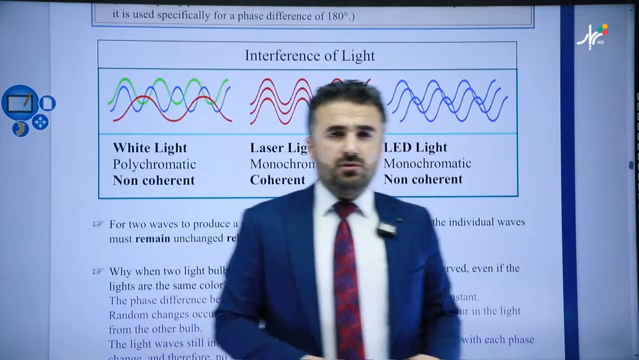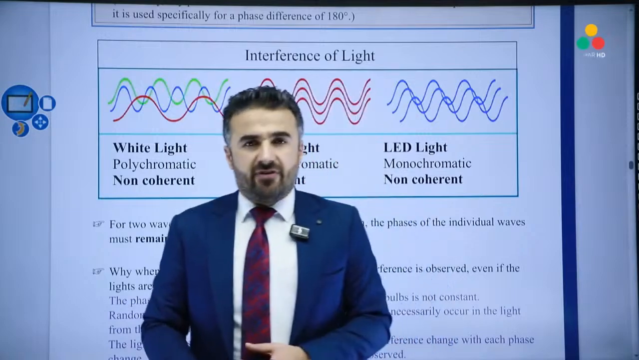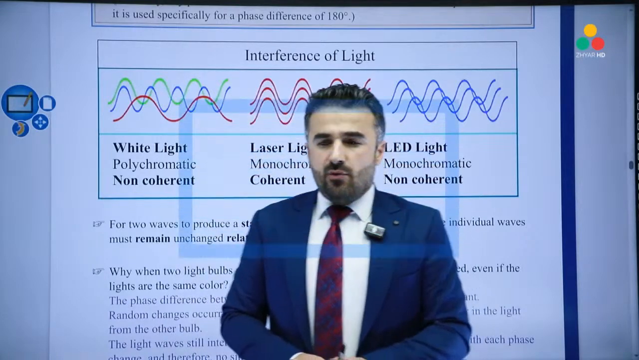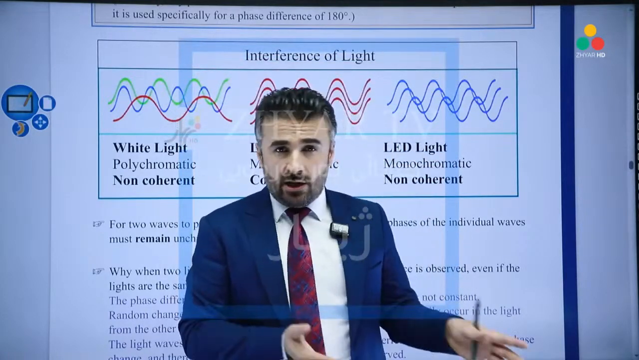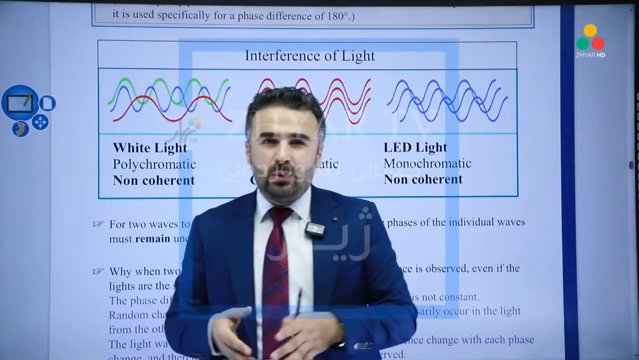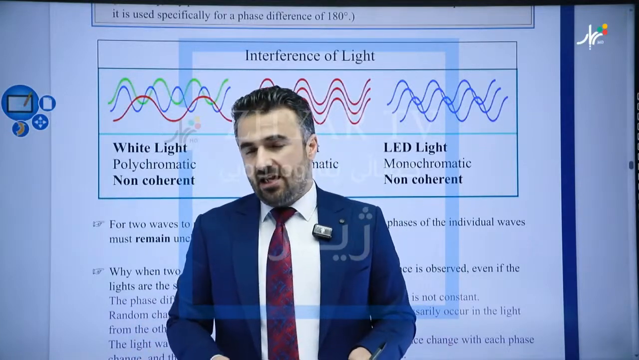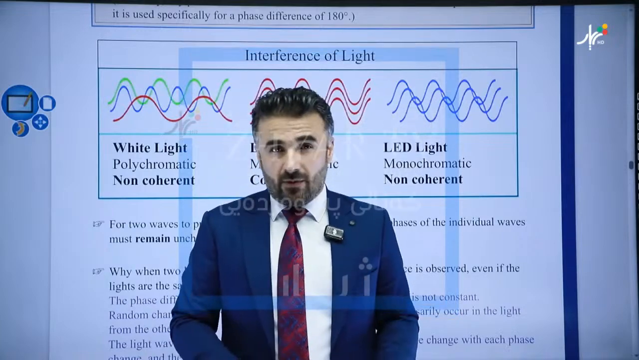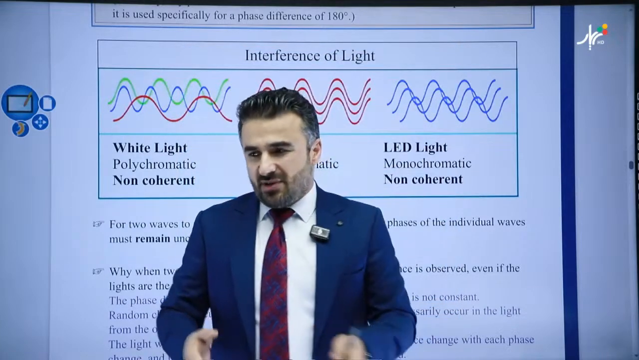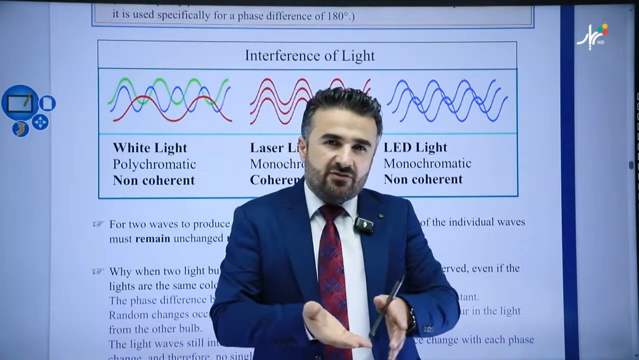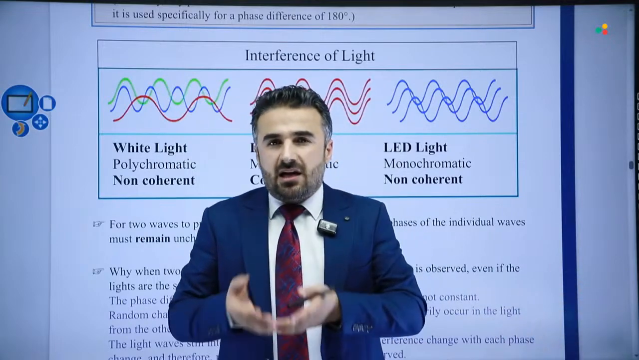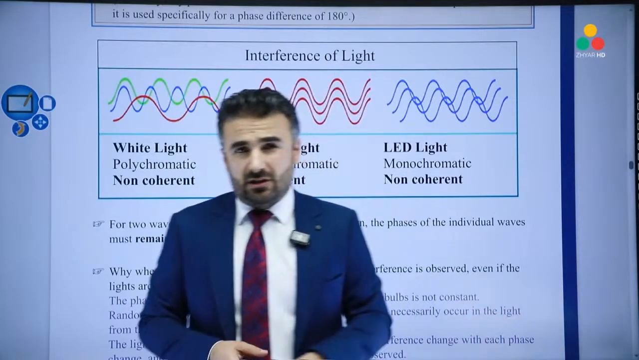Now, interference of light. How does light interfere? That is a very good question. We said that for the interference to continue, to have a stable interference, we must have the same phase difference, which means the same frequency and wavelength. I mean, the same phase difference along the way, along their propagation.